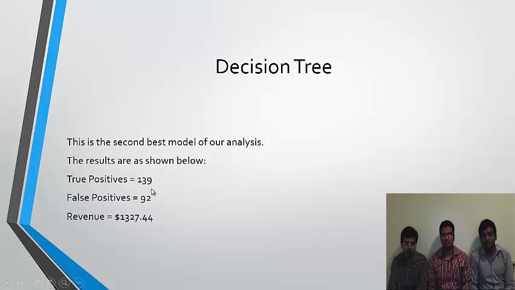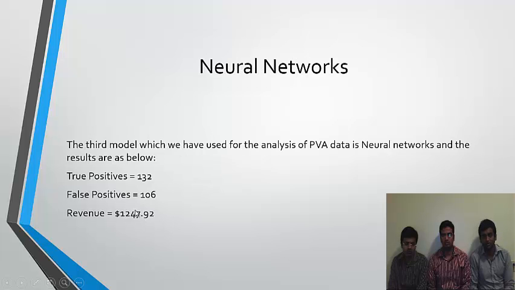Here we have 139 true positives and false positives to be 92. And the main idea is to actually maximize the true positives and minimize false positives. And again, substituting these values in the formula, you get the revenue of $1,327.